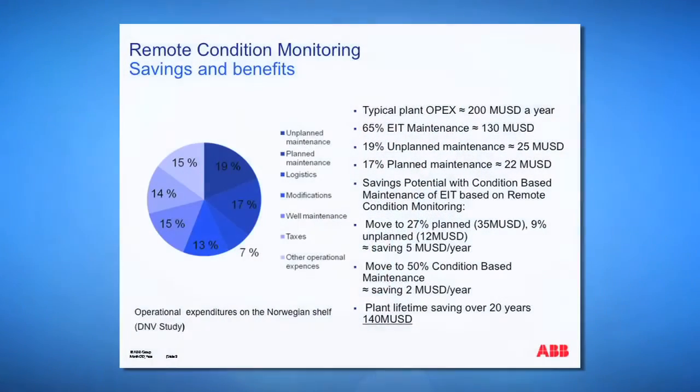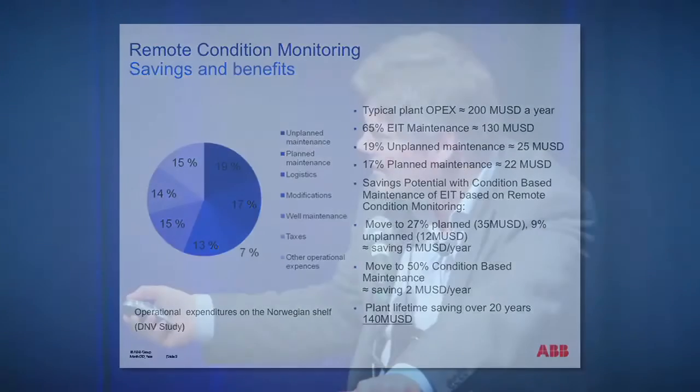So if you look at the savings potential of a plant that has a couple of $100 million in OPEX a year, which I would say is a typical number for an average-sized oil plant, then you see that if you move yourself from about 50% unplanned and a bit less than 50% planned, up to 75% planned, you would get huge savings. You would get $5 million a year here, and if you move further on to 50% of that being condition-based, you would get another couple of millions.